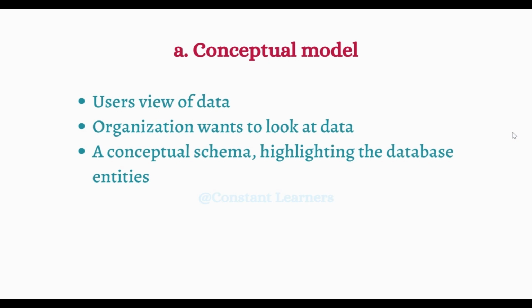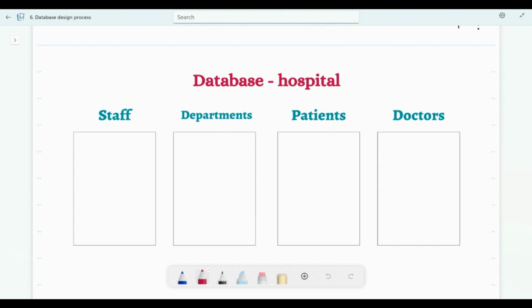What are the entities? Entities are nothing but any real world objects or real world things. All right. For example, in a hospital database, we can have hospital staff as an entity, then departments can be another entity, then patients can be another entity, and doctors can be an entity. So, we define the entities inside the database, and these entities are defined in the conceptual model.